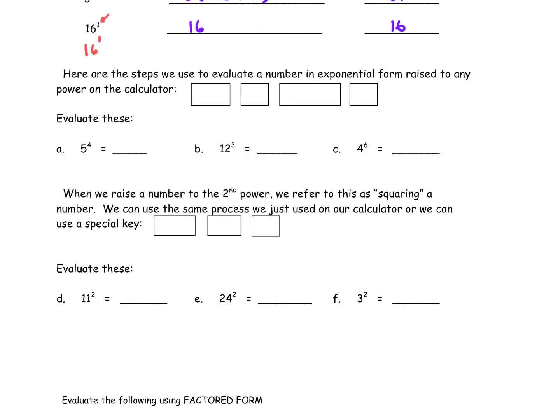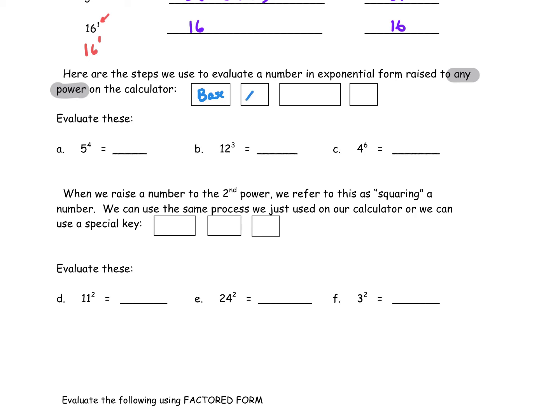Now we're going to use the power of that calculator. There's lots of good things a calculator can do for us. So here are the steps we can use to evaluate a number in exponential form raised to any power. So I'd like you to circle any power or highlight it, whatever you need to do, because there's also another way we can do this for certain powers. So we're going to write down that we first put in the base, whatever number, the big number, B for big, B for base.